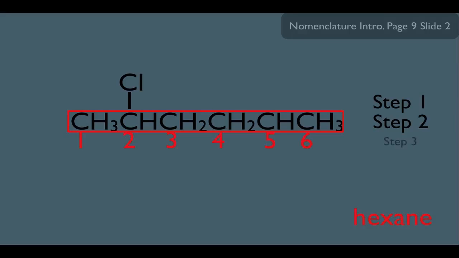Now for step 3, let's circle and label our substituents. This right here is chlorine, but when it's a substituent, we change the -ine ending to -o. So now it's chloro. That brings us to step 4 here. Let's put the name together. The name of this molecule is 2-chlorohexane. So this is how we're naming halogens as substituents.